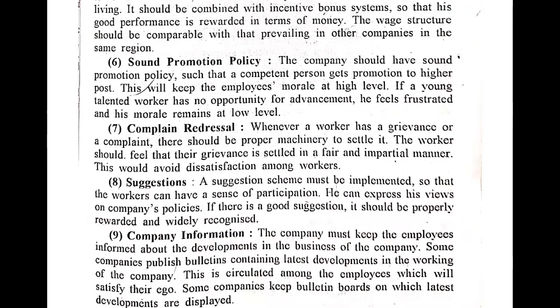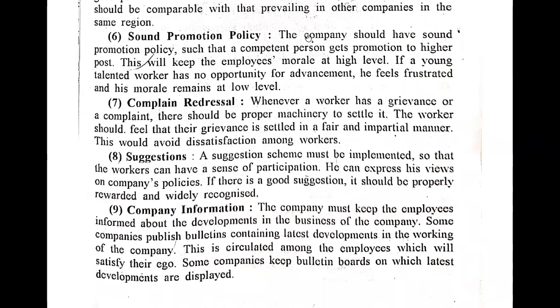Now next point is sound promotion policy. The company should have a sound promotion policy such that a competent person gets promotion to a higher post. This will keep the employees' morale at a high level. If a young talented worker has no opportunity for advancement, he feels frustrated and his morale will remain at a low level.